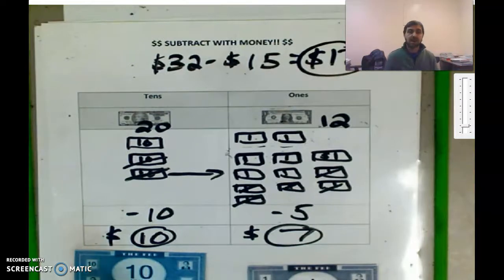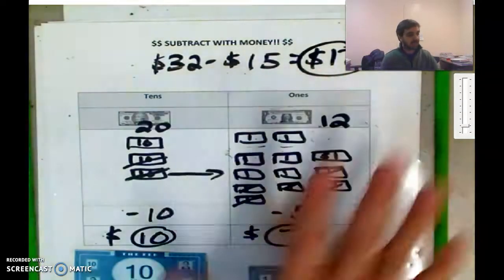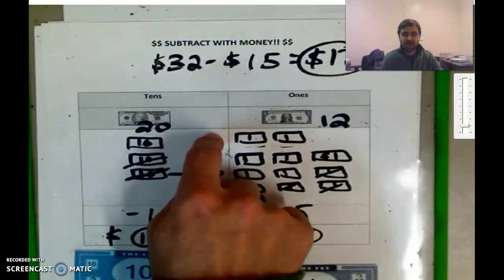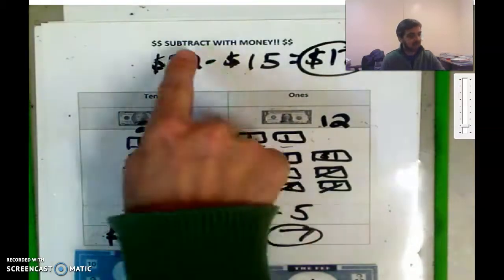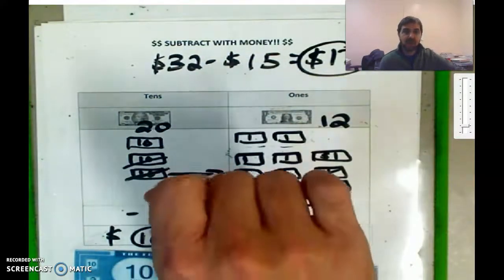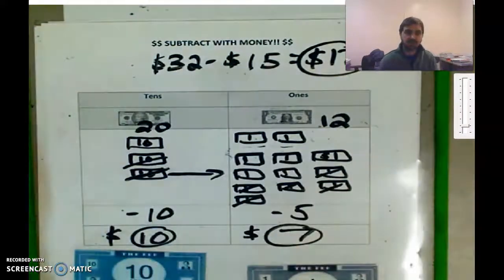Okay? All right, I'm going to give you one problem to try on your own using this. So take out, you have this in your packet. It says subtract with money. Put it in your dry erase sleeve and try out this problem. Okay? So go ahead and get that. Stop the video. Get what you need and then come on back.